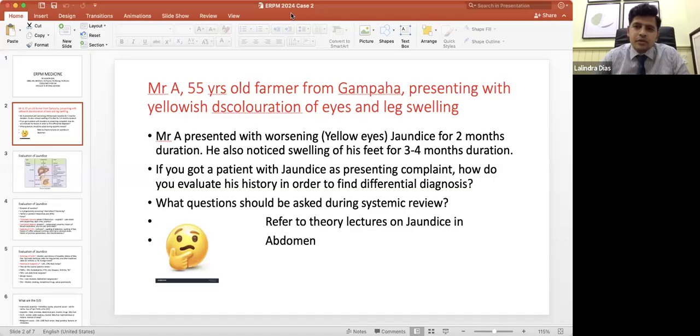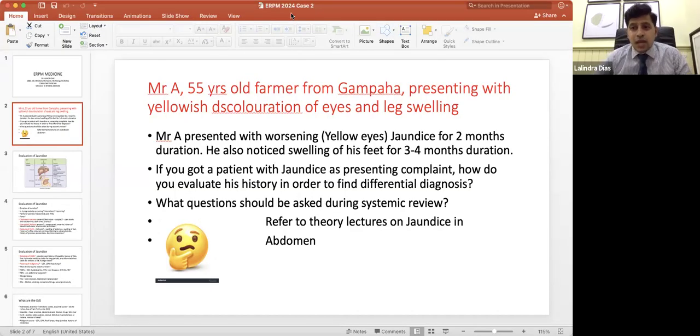Consumption of unhygienic food and water. Yes, very good. Also, intravenous drug use. IV drug use. Yeah. Promiscuity, so there could be HIV, hepatitis B and C infections which have been transmitted sexually. So that would be important.